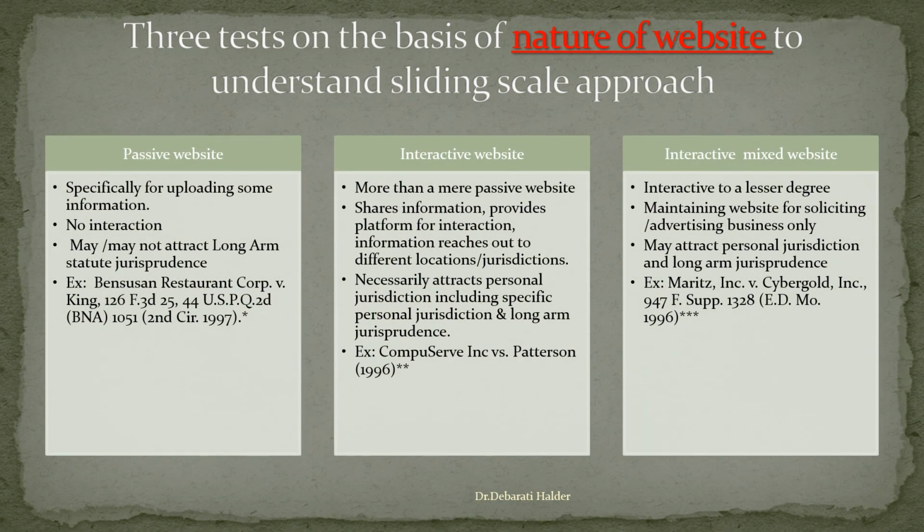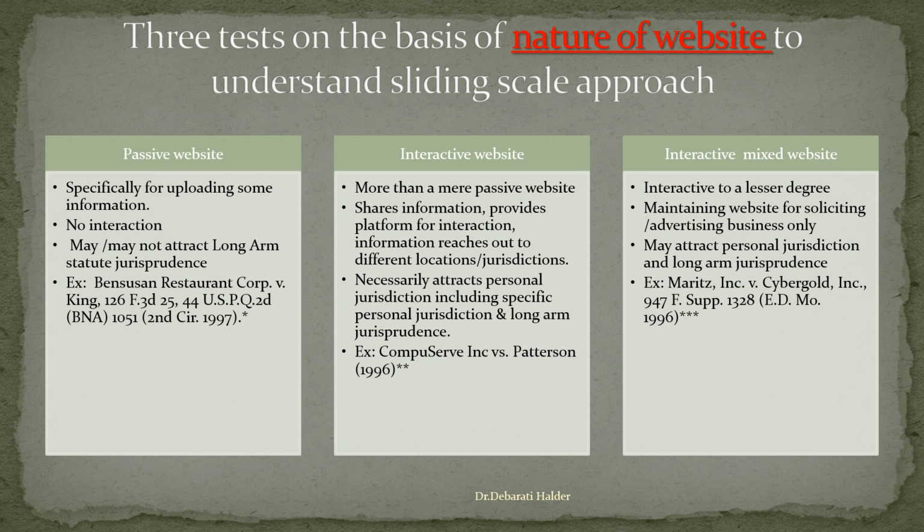To understand the sliding scale approach, we must also understand the nature of the website. There are three tests on the basis of the nature of the website. The first is the passive website test. In such cases, the websites are specifically maintained for uploading some information. It may not have more interaction. It may or may not attract long-arm statute jurisprudence. This understanding was taken up in Bensusan Restaurant Corp. versus King.